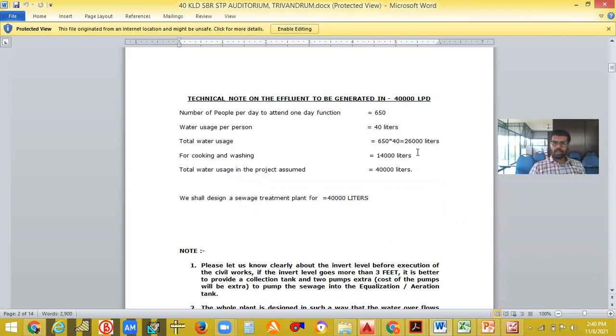But not only in auditoriums, there was some cooking and some kitchen was there. So from the kitchen also, water will be generated. For washing also, water will be generated. Okay, and they have assumed 14,000 liters is being used for cooking and washing. Okay, and they have just added this 26 plus 14, and they have come to an idea of about 40,000 liters. Okay, actually, this 40,000 liters is much enough.